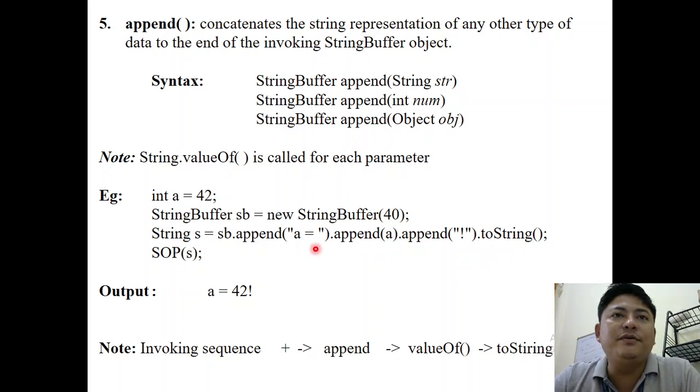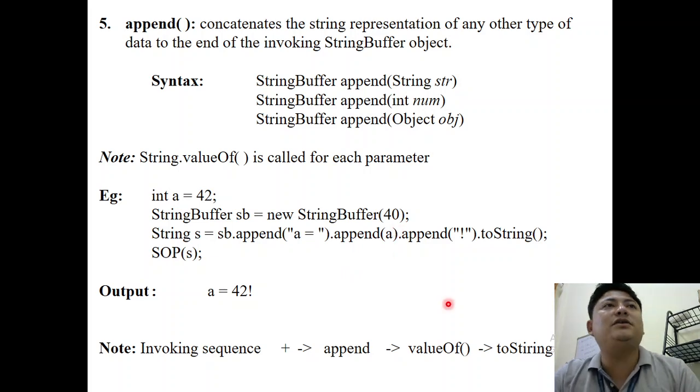So during this process, sometimes it has to invoke valueOf because it does not know the actual value in a, and it totally depends on the data type as well. Since it is an integer, you have to convert the 4 into string "4", the 2 into string "2", etc.